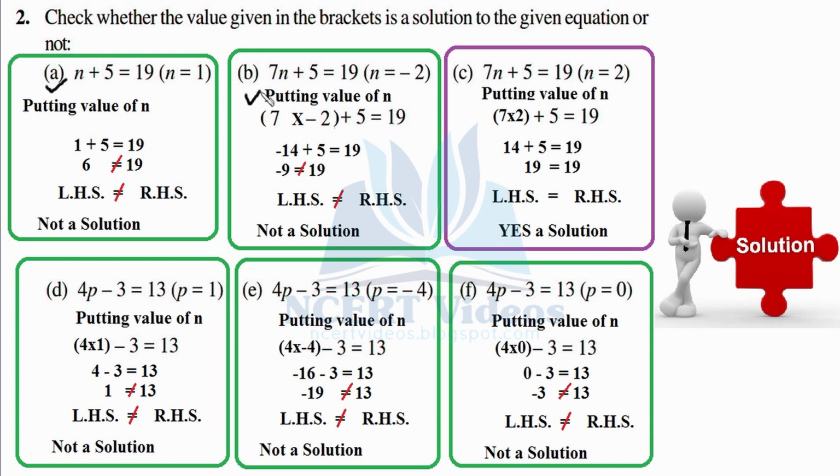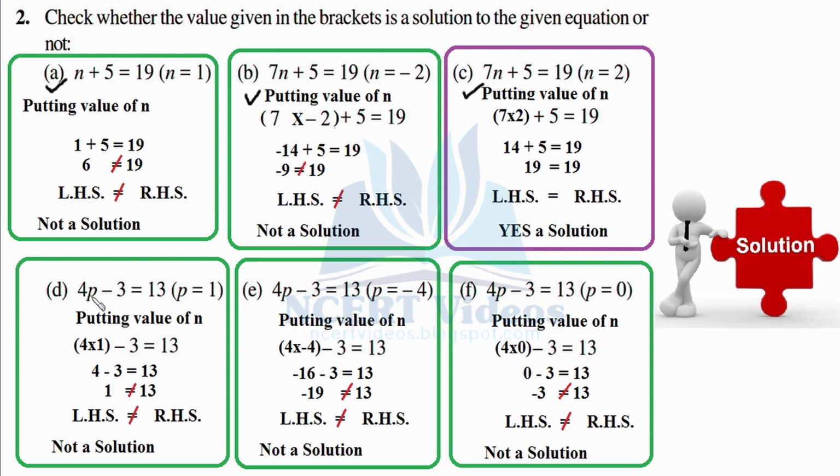Therefore it is not a solution. Again, if you observe, we have these two equations the same, but we will fix 2 this time. So 14 plus 5 equal to 19 as it is. 14 plus 5 is 19, where in this case 19 equal to 19, yes, true, left hand side equal to right hand side, therefore it is a solution.